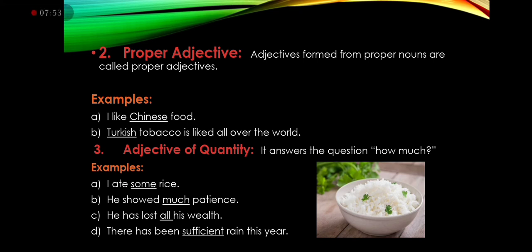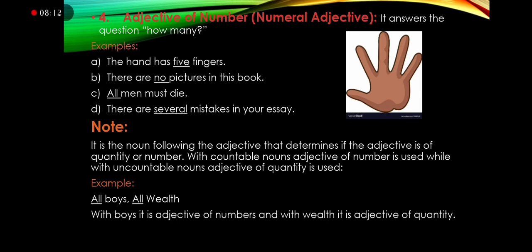He has lost all his wealth. How much wealth? All his wealth. There has been sufficient rain this year. So see, in all these examples, some, much, all, sufficient, these are adjectives of quantity. Moving to the next slide.